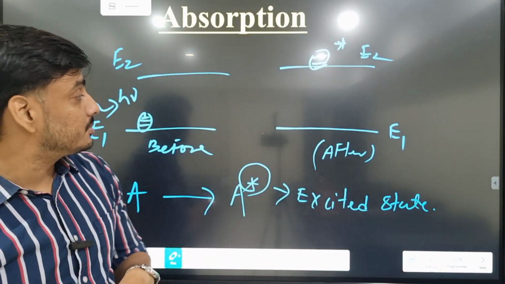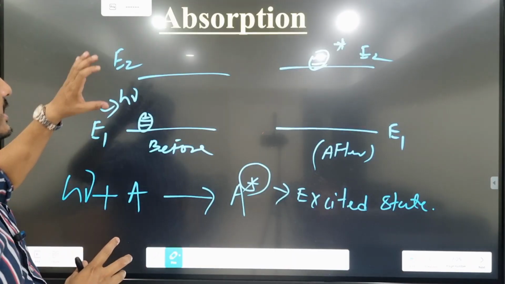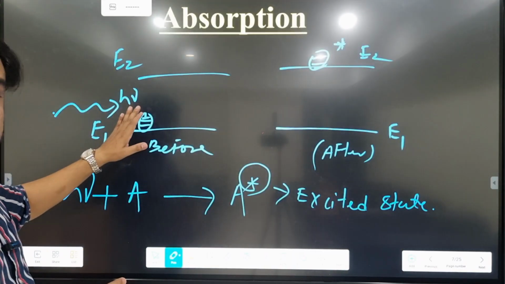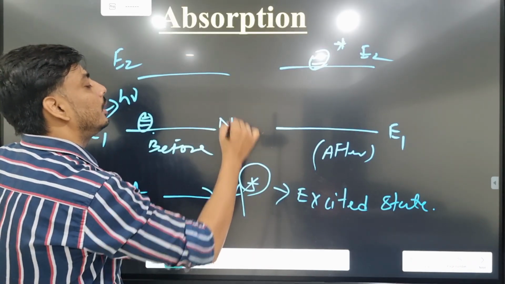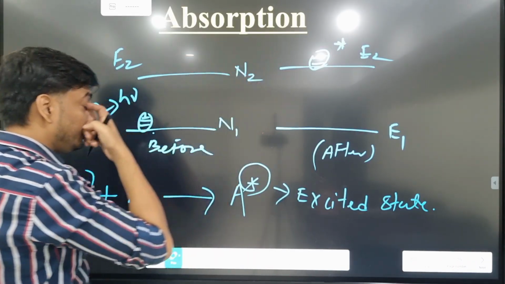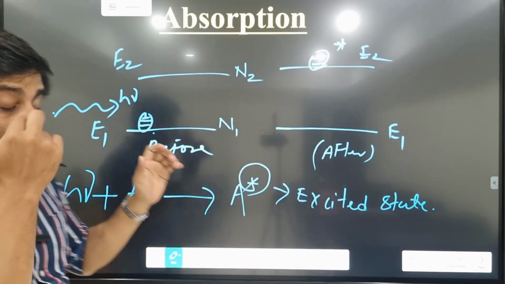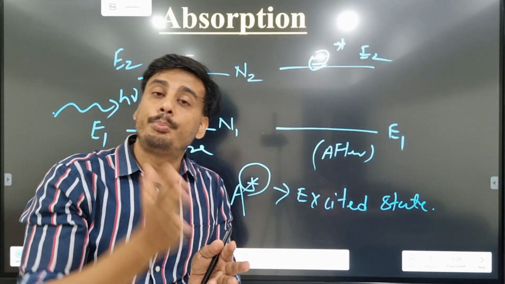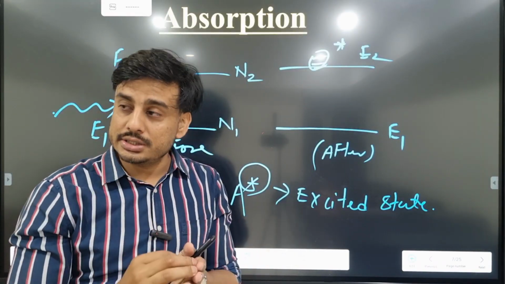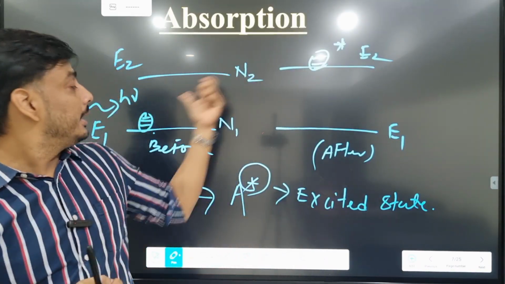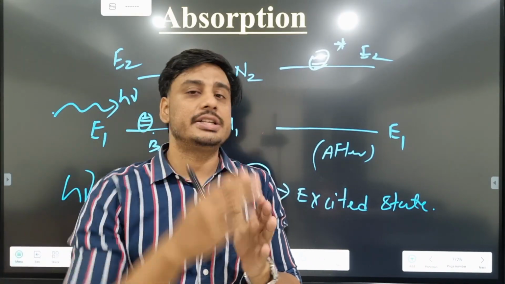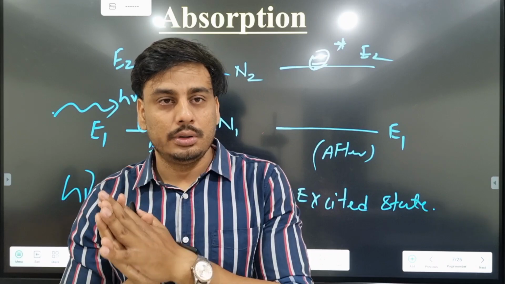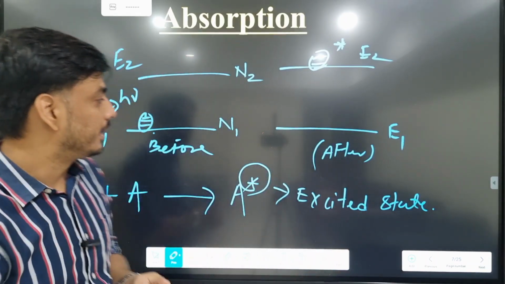Then rate of absorption. Rate of absorption means how many particles are moving from lower energy state. Let us represent N1 and N2. N1 is the number of particles per unit volume present in the lower energy state E1, and N2 is the number of particles present in the higher energy state having energy E2. That is always calculated per unit volume.